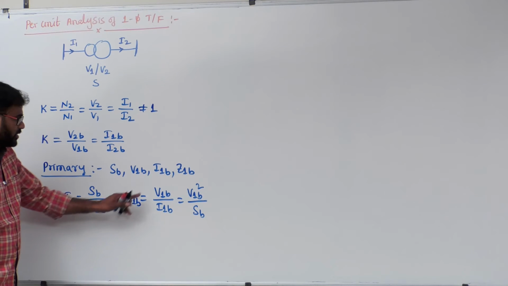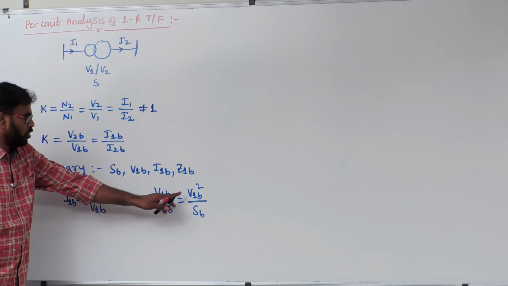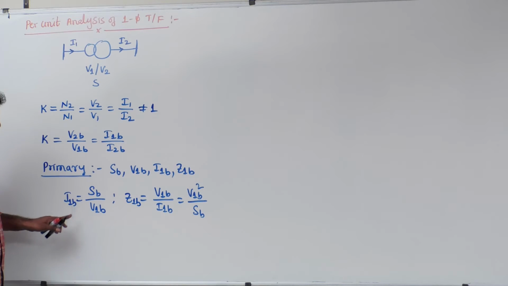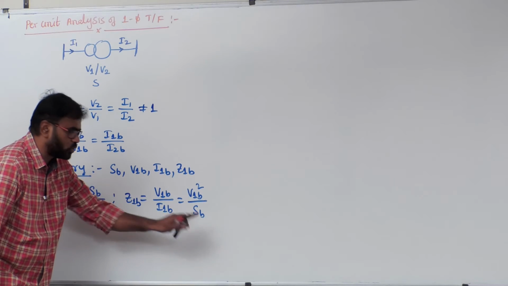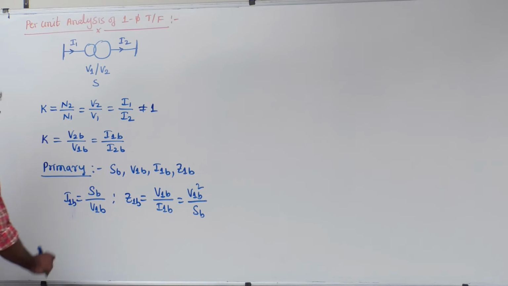So Z1 base is V1 base by I1 base, so we can write V1 base square by S base. Why? Because I1 base is S base by V1 base. If I substitute that, I will get V1 base whole square by S base. Now that's about the primary side.